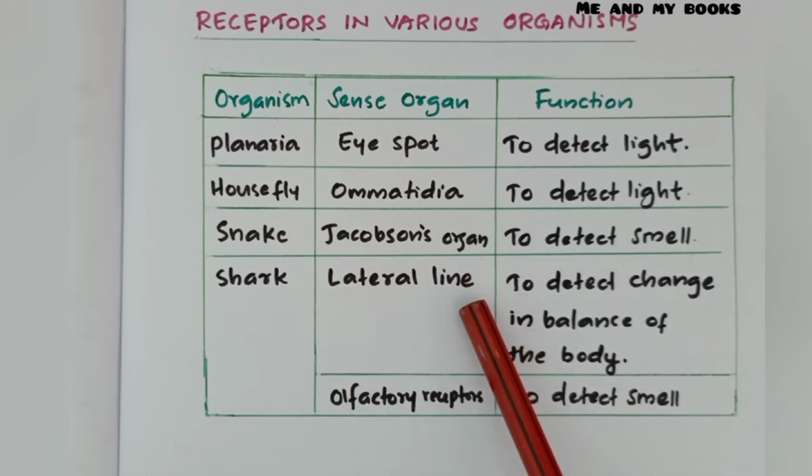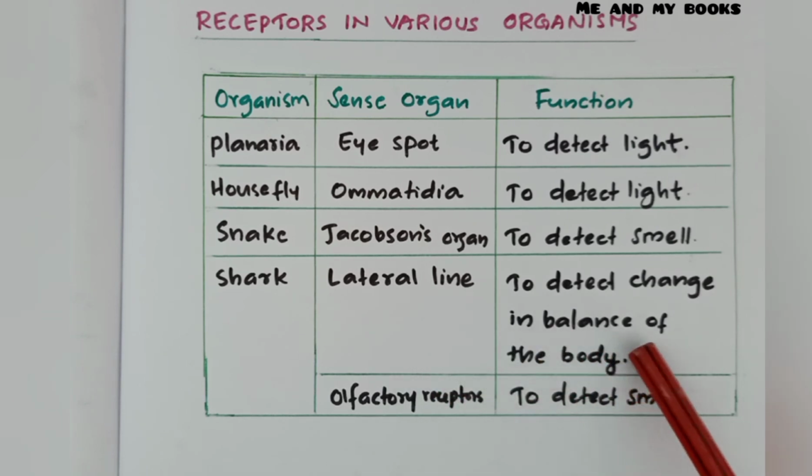Shark has lateral line and olfactory receptor. Lateral line helps to detect change in balance of the body. Olfactory receptor helps to detect the smell.